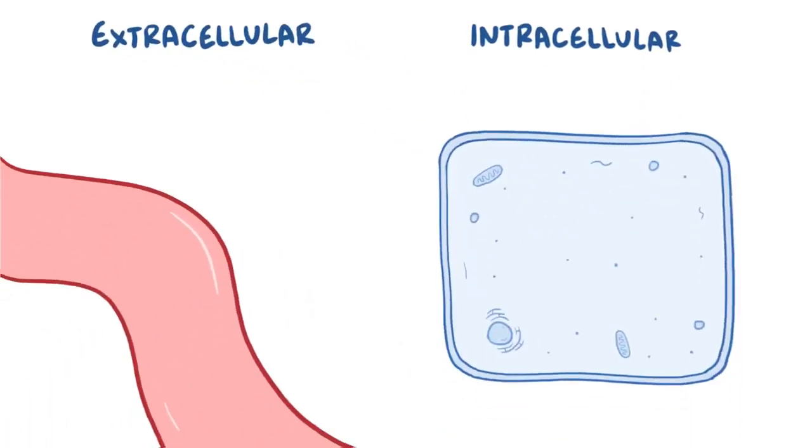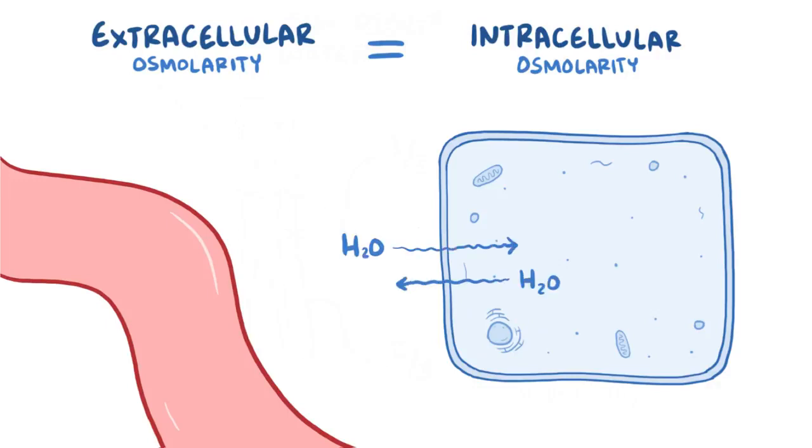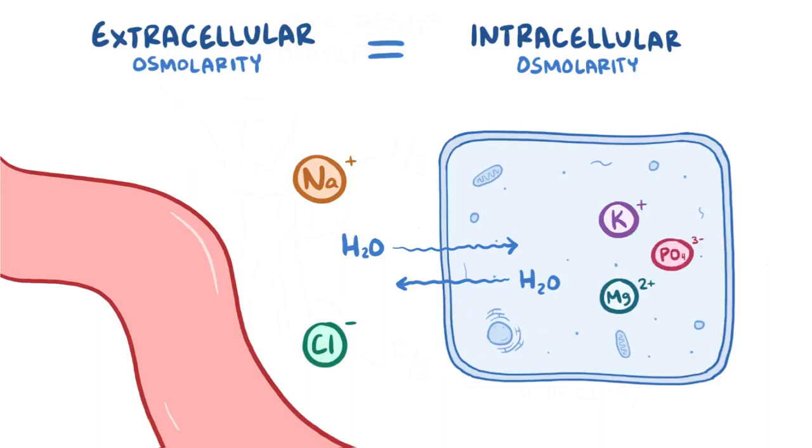Normally, the two compartments have the same osmolarity, which is the total solute concentration, and that lets water move freely between the two spaces. But the exact composition of the solutes differs quite a bit. The most common cation in the extracellular compartment is sodium, whereas in the intracellular compartment it's potassium and magnesium. The most common anion in the extracellular compartment is chloride, whereas in the intracellular compartment it's phosphate and negatively charged proteins. Of all of these, sodium is the ion that moves back and forth across cell membranes.